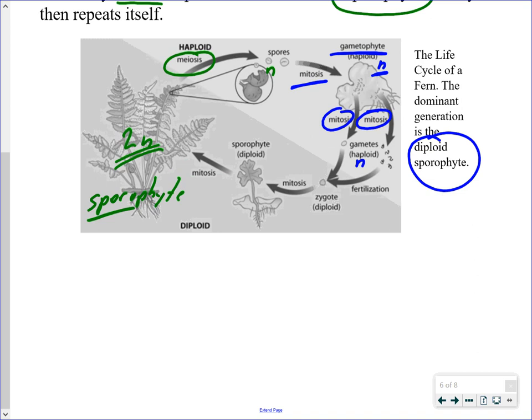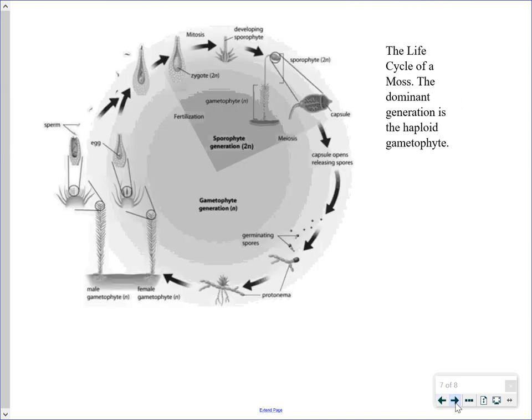Once we get the gametes, they join together through fertilization, forming the diploid zygote, which then undergoes multiple stages of mitosis to eventually get us back to the sporophyte we started with in the first place. The next picture that I'll show you is really exactly the same. I guess there are two differences.